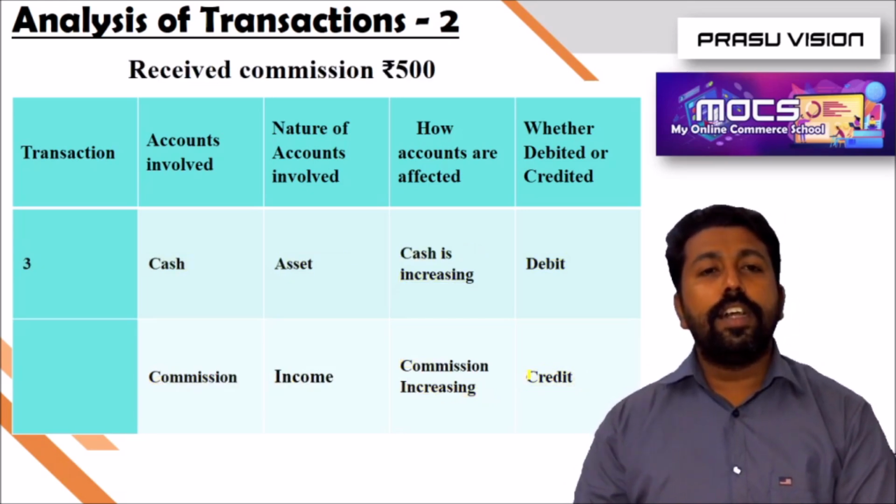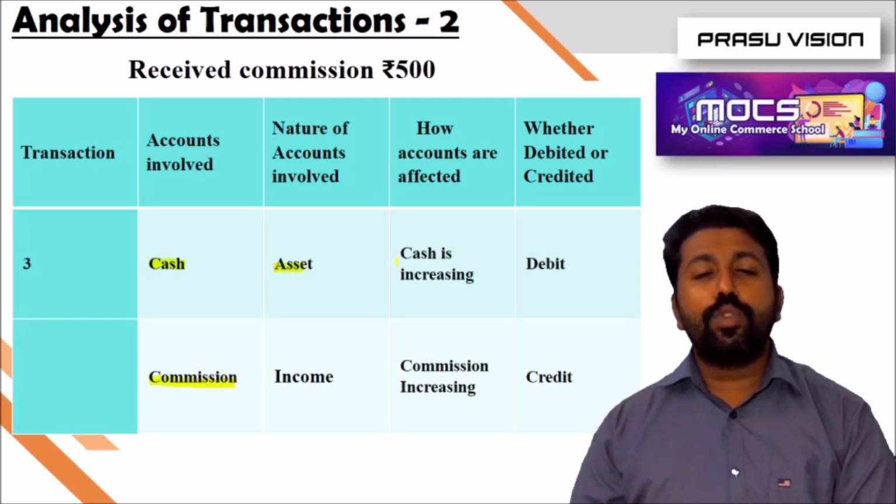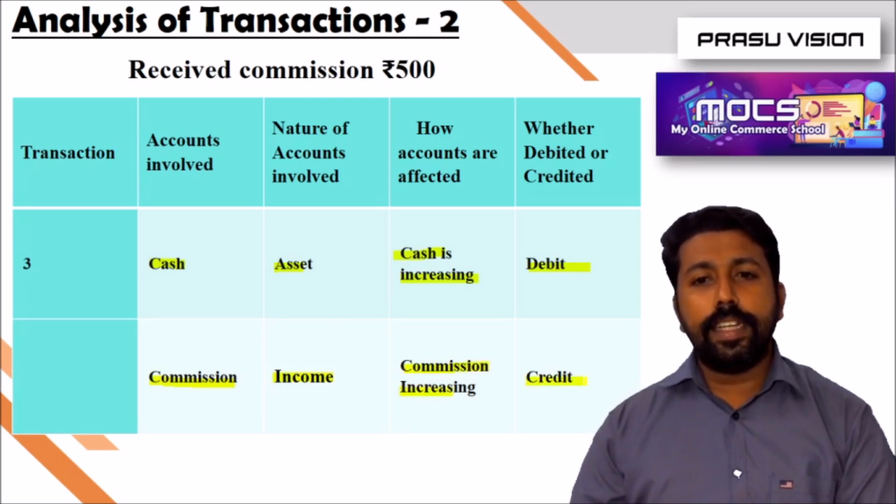The next one is received commission. So cash is coming into the organization. Commission also coming. Commission is an income. Cash is an asset. So cash is increasing. We will give debit. Asset increases, debit. Income also increases. Commission also increasing. So we will give credit.